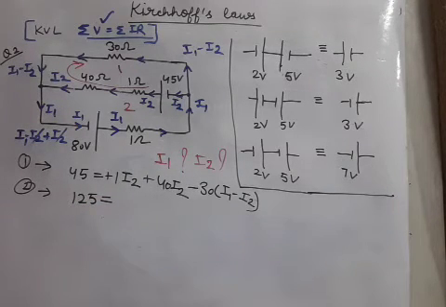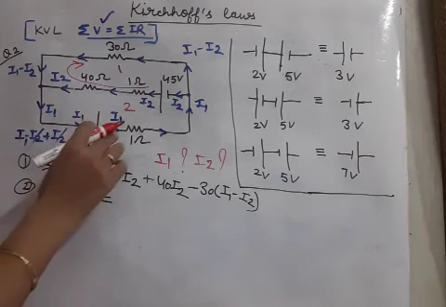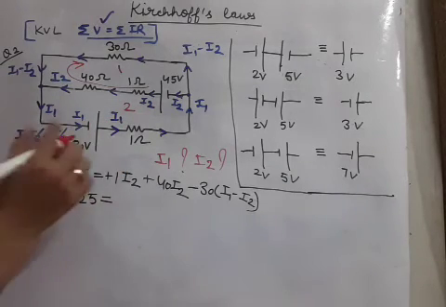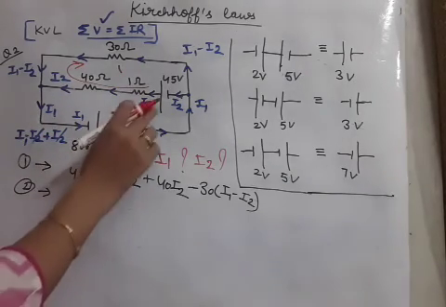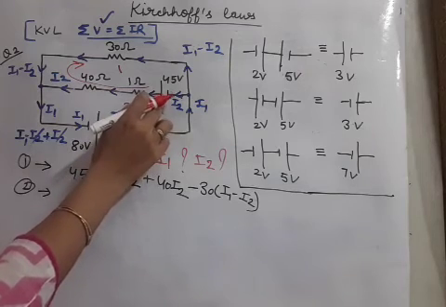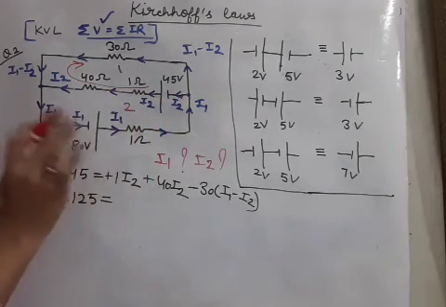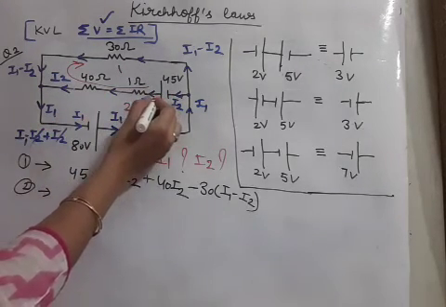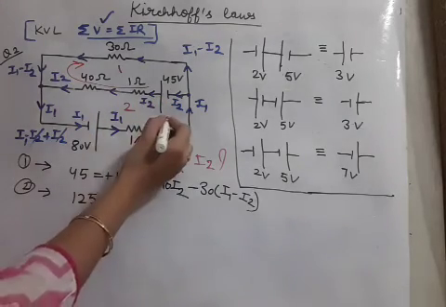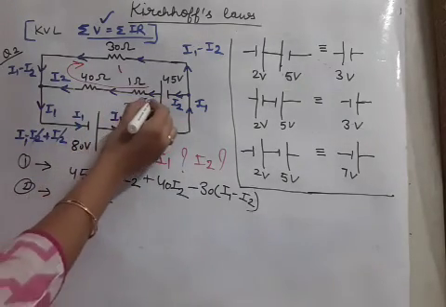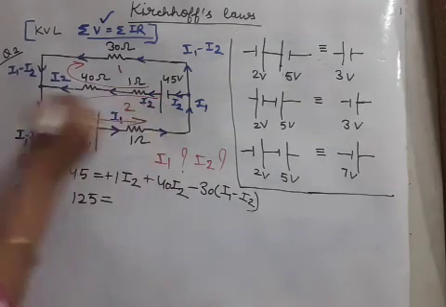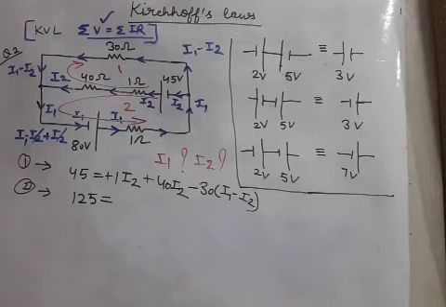Now we have to show the positive direction of current. Because here the effect of both the batteries is similar, means they are added, we can take from any battery the positive direction of current. So this is our positive direction of current.